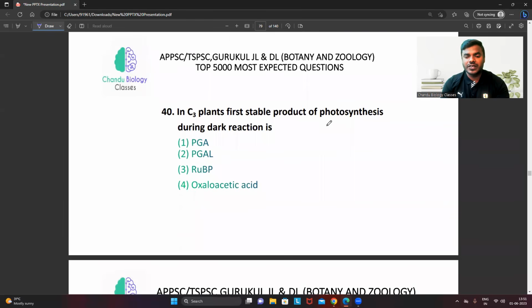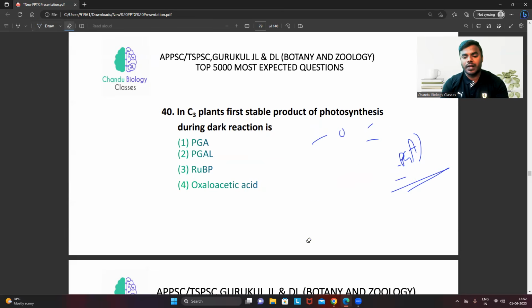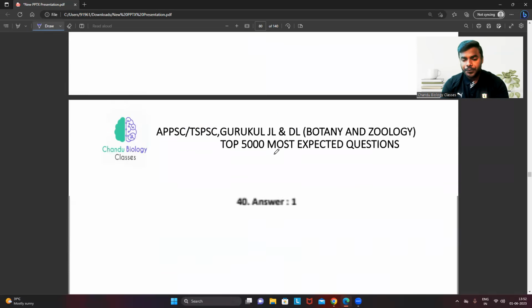In C3 plants, the first stable product of photosynthesis during the dark reaction is, every student knows very well, carbon dioxide is accepted by what? RUBP. RUBP is how many carbons? 5 carbon. 5 plus 1, 6 carbon. It breaks down into what? 2 molecules of 3-PGA, phosphoglyceraldehyde. Is it or not? How many carbons does it have? 3 carbon. That's why the name of the pathway is called what pathway, friends? C3 pathway, not to get confused with this particular point. So the correct answer is 1.